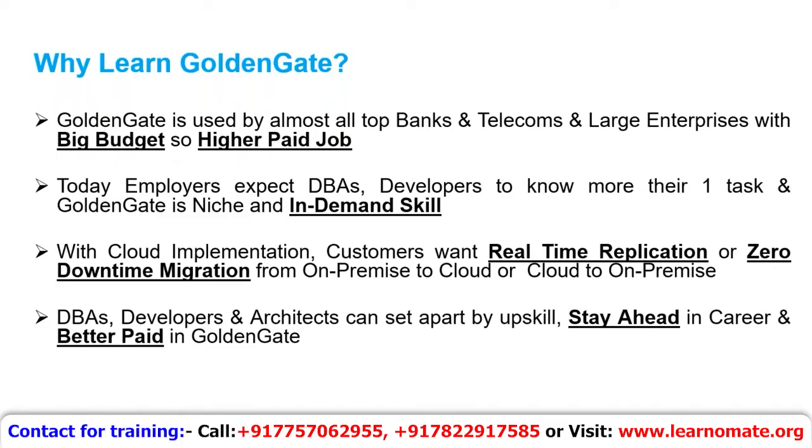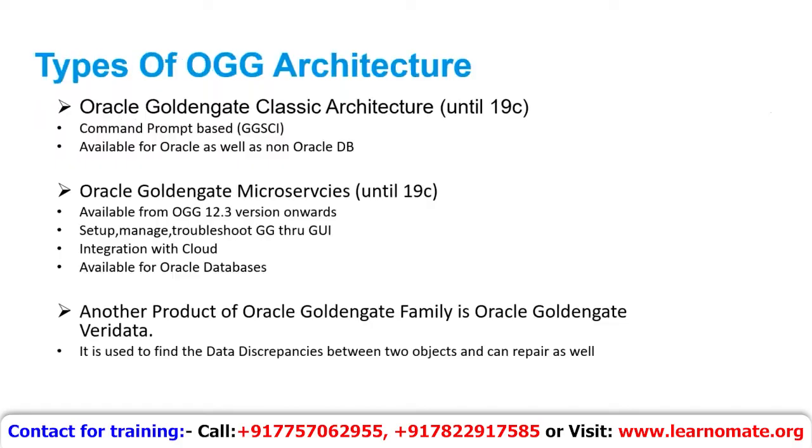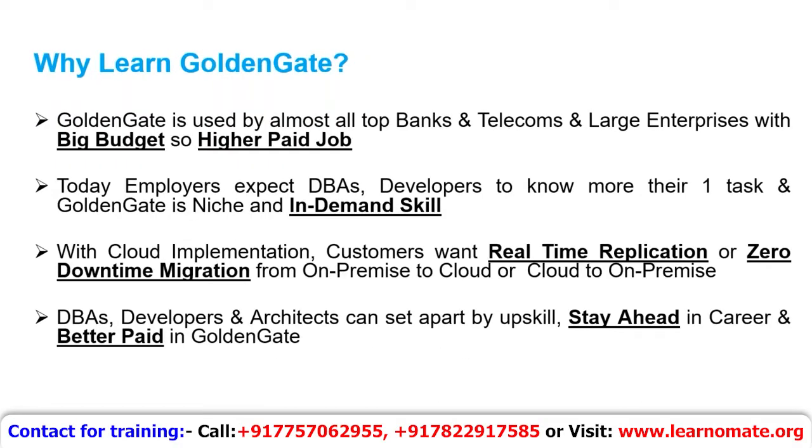With cloud implementation, customers want real-time replication or zero downtime migration from on-prem to cloud or cloud to on-prem. As I already told you, real-time replication and zero downtime migrations are happening. Organizations want to migrate from on-prem to cloud or cloud to on-prem, so you can use Oracle GoldenGate to perform zero downtime upgrades and migrations. DBAs, developers, and architects can set themselves apart by skills, stay ahead in their careers, and get better paid jobs in Oracle. So this is about GoldenGate.